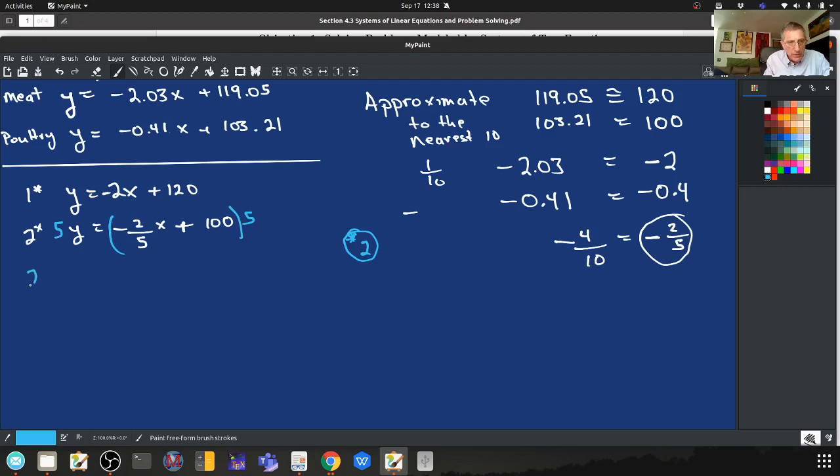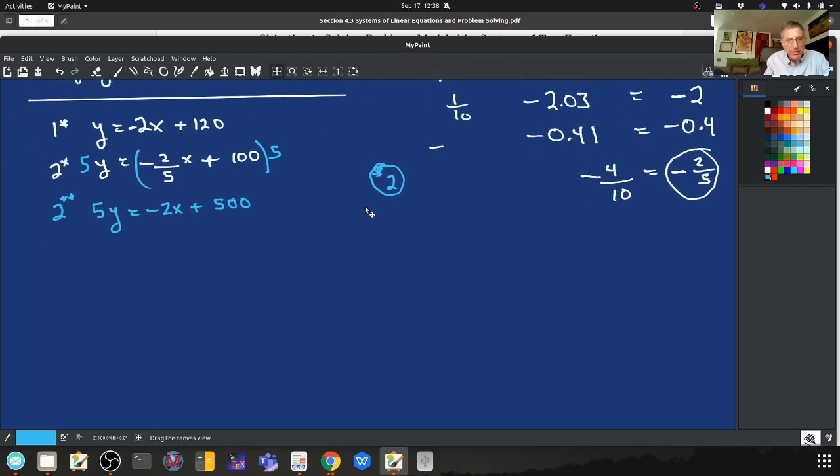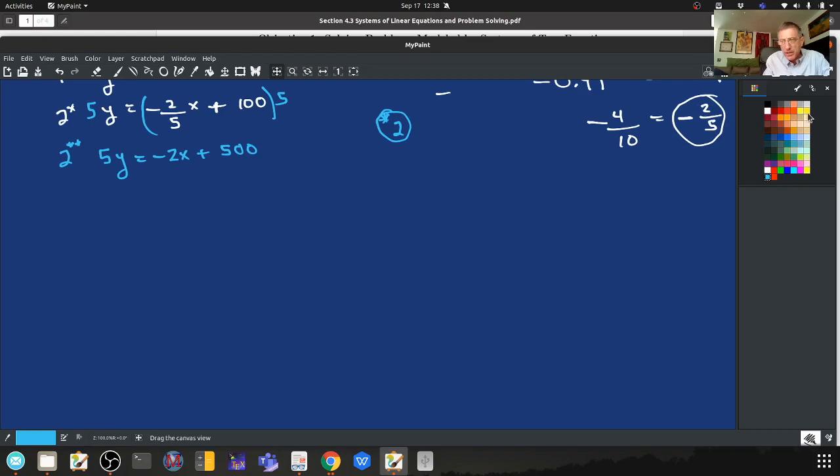So number 2, and you don't have to put these little asterisks here, becomes 5y is equal to 5 times minus 2/5 x is minus 2x plus 500. So that's going to be my linear system I'm going to deal with. I'm going to rewrite them here. So I have two equivalent linear systems.